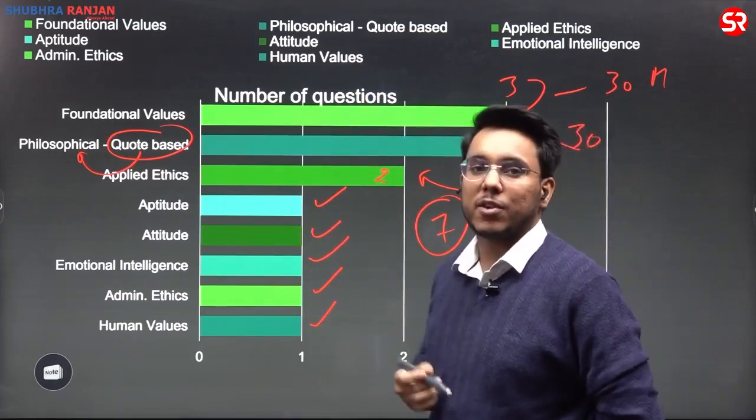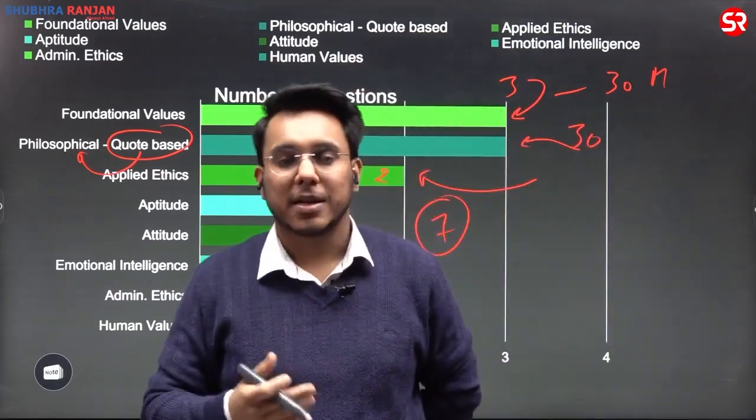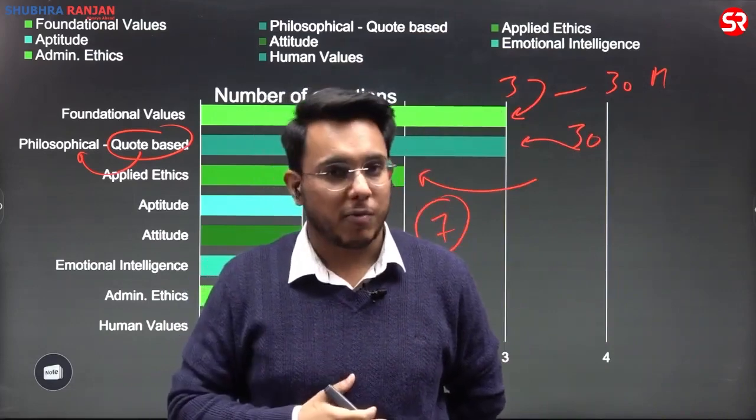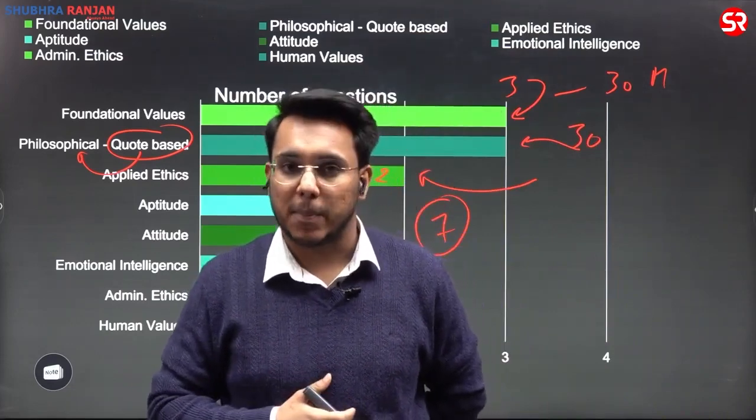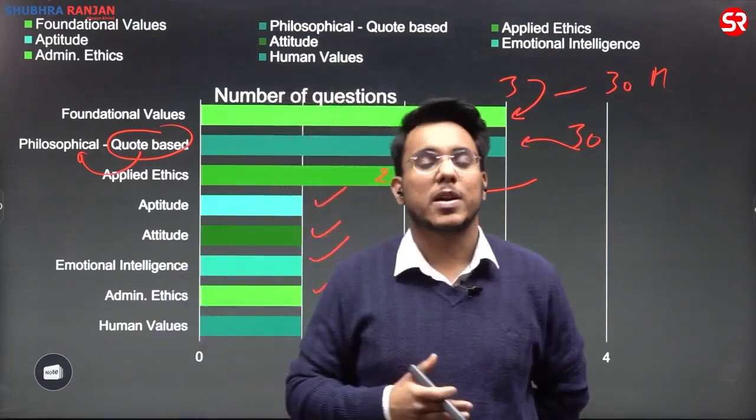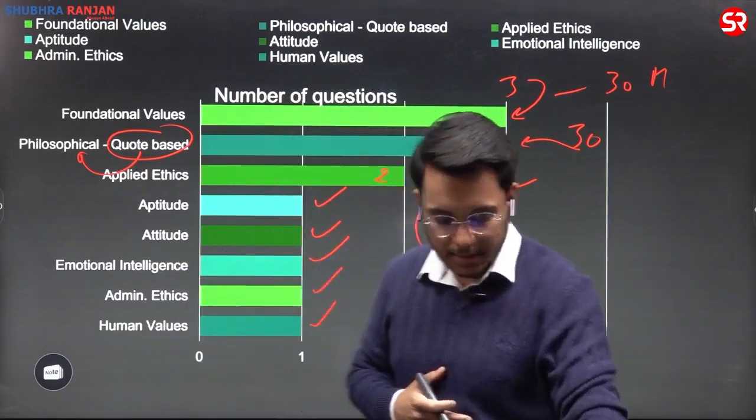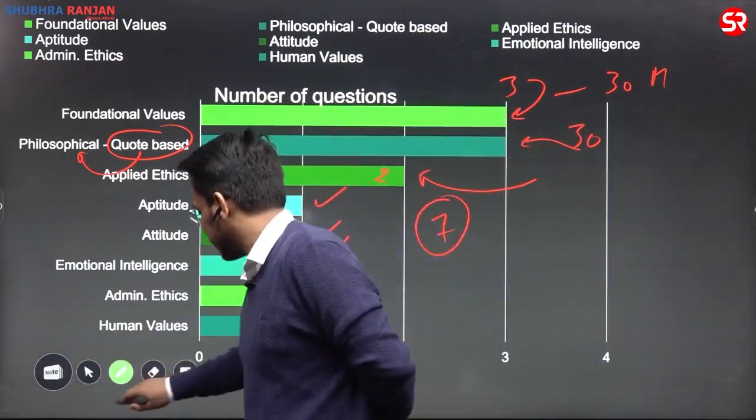Fine. In terms of marks distribution, section number A was of 130 marks, and section number B, that is the case study, was 120 marks.